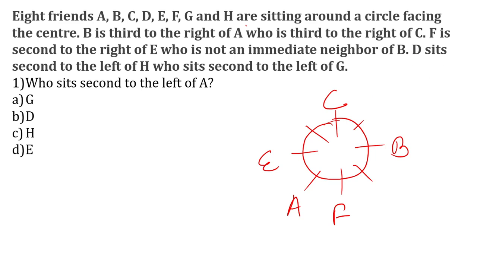D sits second to the left of H, who sits second to the left of G. Who sits second to the left of G? First, second. D is sitting second to the left of H. Who is sitting second to the left of G? The one we are talking about is H.